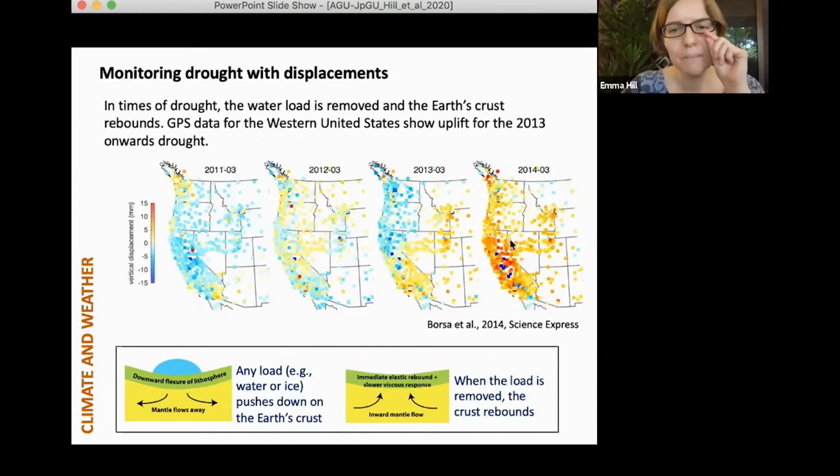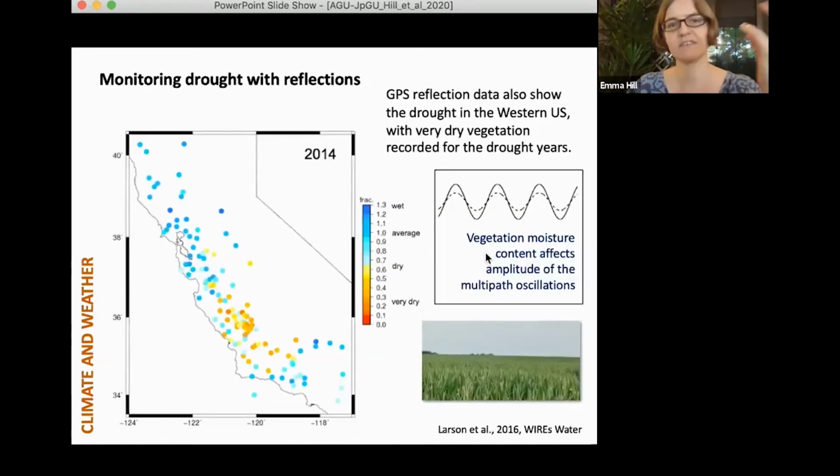I want you to remember what this figure looks like for 2014, and then take a look at this next figure. And this is vegetation moisture content. So it's in 2014. So it's showing the same drought, but instead of measuring the uplift by removing the weight of the water, it's measuring the reduction in the amplitude of those oscillating signals in the signal to noise ratio data that are measuring moisture content in the vegetation.